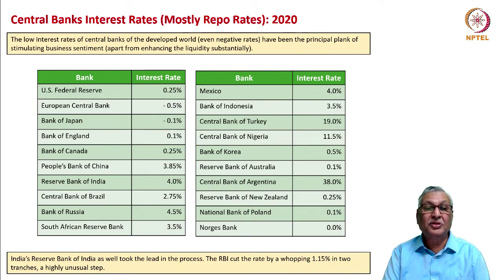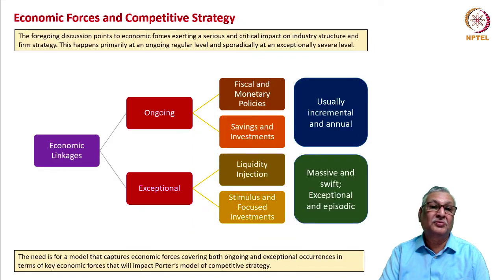Reserve Bank of India kept the interest rate at 4%. And some economies which are prone to hyperinflation, such as Argentina and Turkey, of course, had high interest rates, but they were lower than what they were pre-COVID. India's Reserve Bank of India took the lead in stabilizing the economic and industrial situation in the wake of COVID. The RBI cut the rate by a whopping 1.15% in two tranches, which is a highly unusual step in the Indian context, where inflation is the primary policy driving consideration.